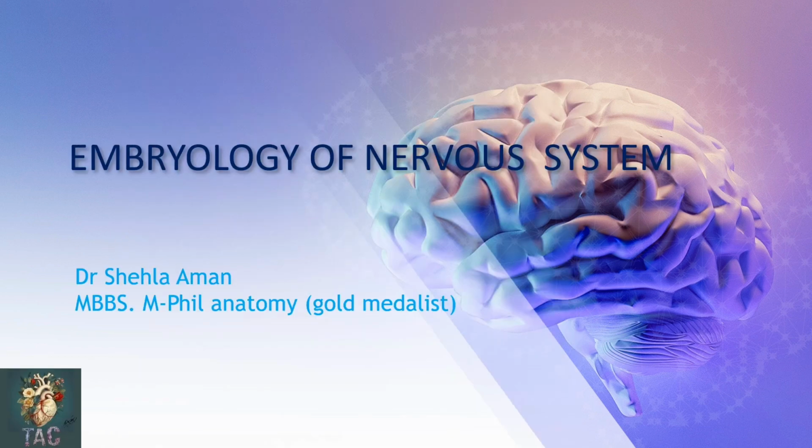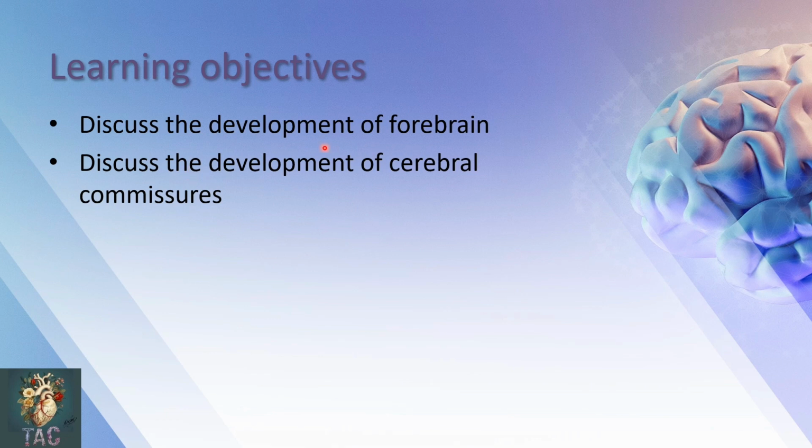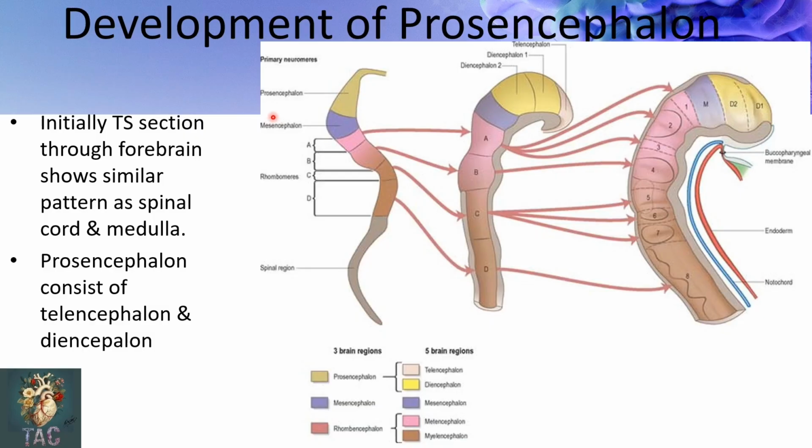In today's class of embryology of the nervous system, we are going to discuss the development of the prosencephalon, that is both the telencephalon and the diencephalon, and also discuss the development of the cerebral commissures. So first, the development of the prosencephalon.